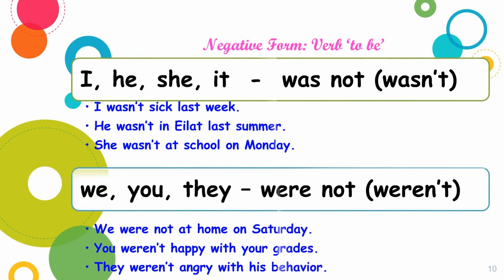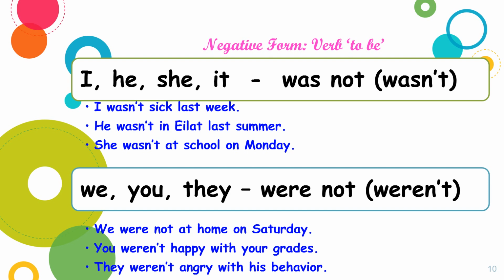And also we have the negative form of the verb to be. And we can use was not or wasn't. Was not is more formal and wasn't is informal, but we can use both. For example, I wasn't sick last week.